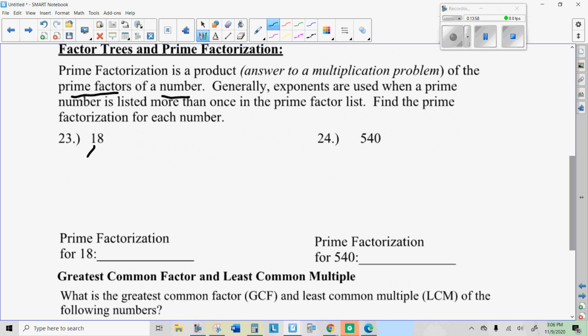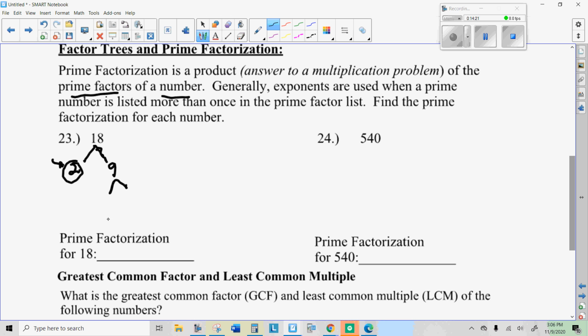So what you want to do is think of some numbers multiplied together that equal 18 other than 1. Like 2 and 9 would be good. And then if the number is prime, then you're done. Like 2 is prime. The only factors are 1 and 2, so that one's done. A lot of people even like to circle them when they're done.